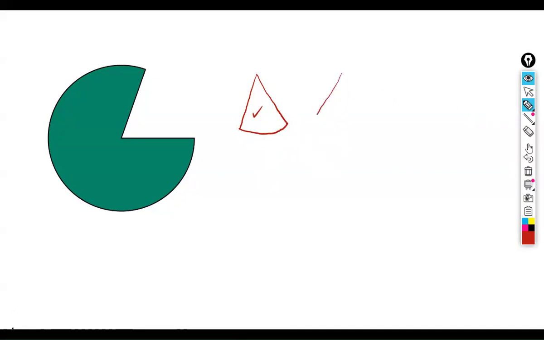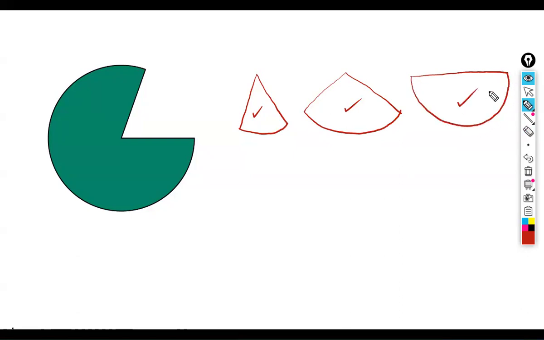Sometimes when people come to take a slice of pizza, they look for the biggest slice. This is also a sector. If someone were to take half the pizza, that would also be a sector. And if somebody were to take a huge part of the pizza, it is still a sector. This green thing here is a slice of pizza, just a very huge slice of pizza. So yes, it is a sector.